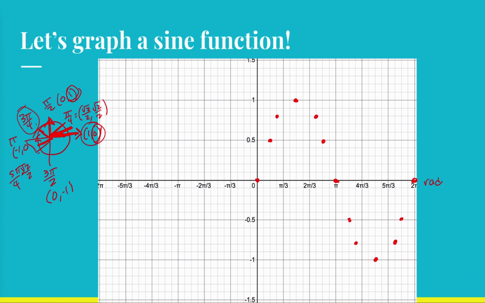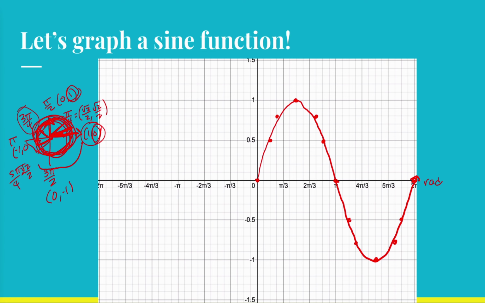So once we've plotted all these points, we start to see what the sine curve looks like. And if we connect all of these points together, that gives us a sine curve. And because these points are based on a circle, this function is periodic.